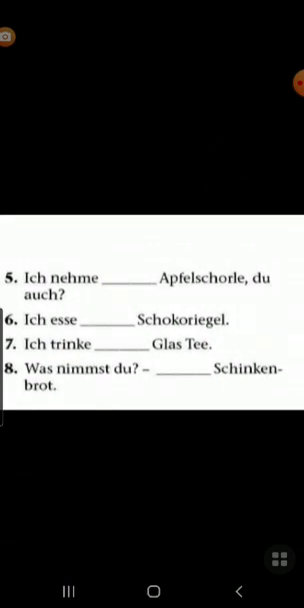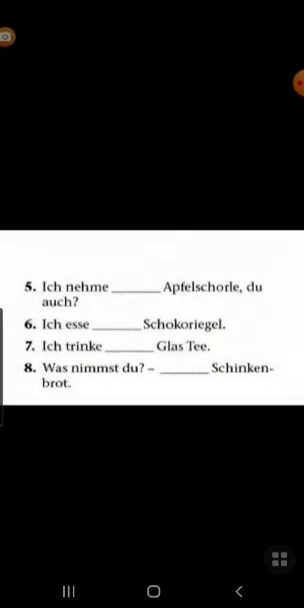Okay. Then we have, fifth is also, Apfelschorle. Apfelschorle is apple spritzer, which is feminine. Again, Schokoriegel. Schokoriegel is chocolate bar. It's masculine. Then we have ein Glas Tee. Again, here the same thing. Tea is masculine, but glass in German is neutral. So you have to use that article according to the glass, which is neutral, and not according to the tea, which is masculine. These are the basic things for grammar here to be understood.